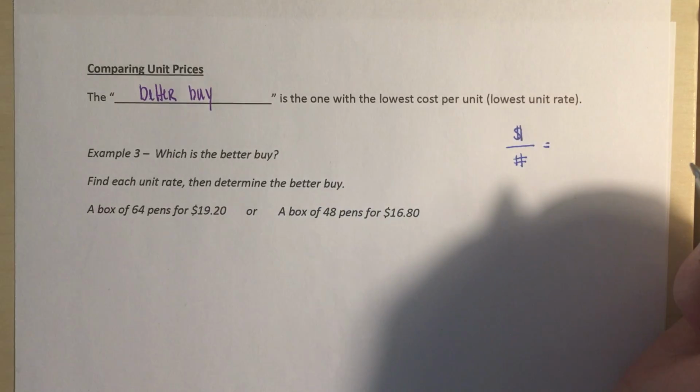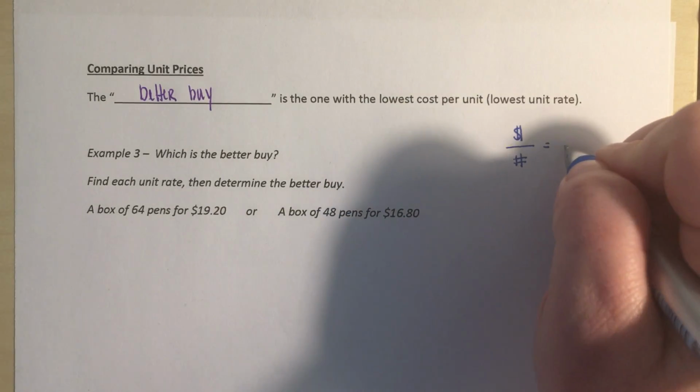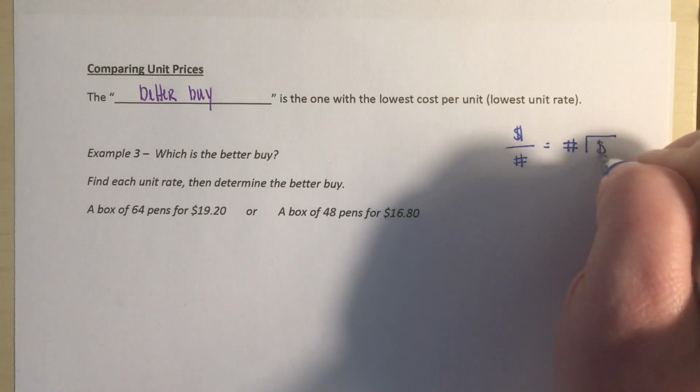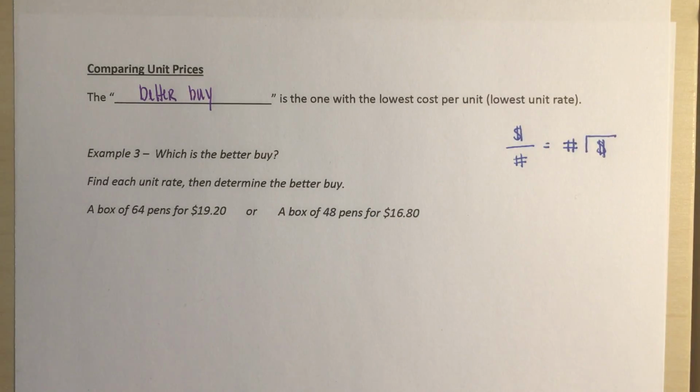When we set this up as a long division, remember that our denominator goes outside. So the number goes outside and the amount of money is going to go inside. So unit rate still means long division, and as we're setting up these long divisions, our money is going to go inside and our number is going to go outside. We're going to work through this, and in our first example, for each unit rate, determine the better buy.